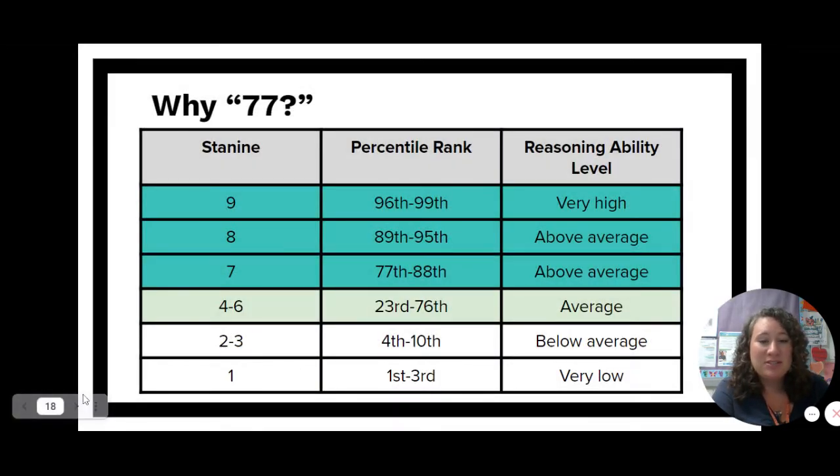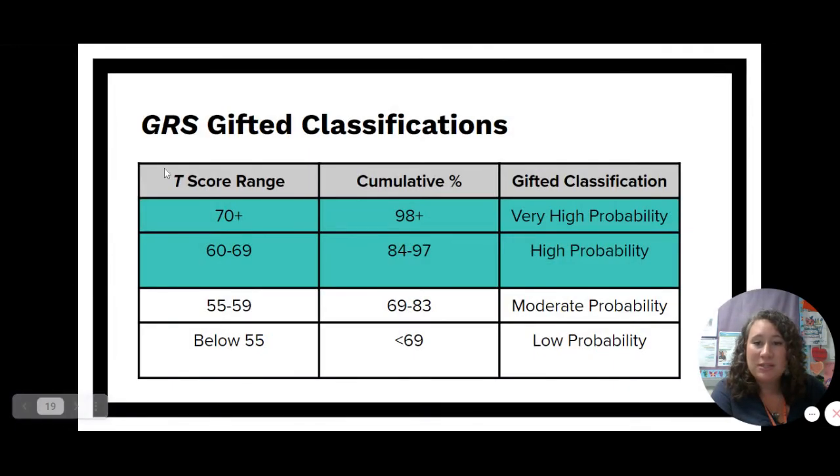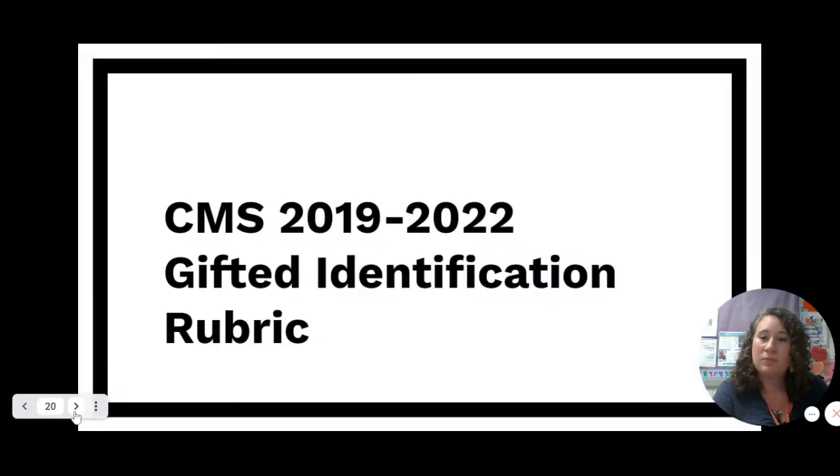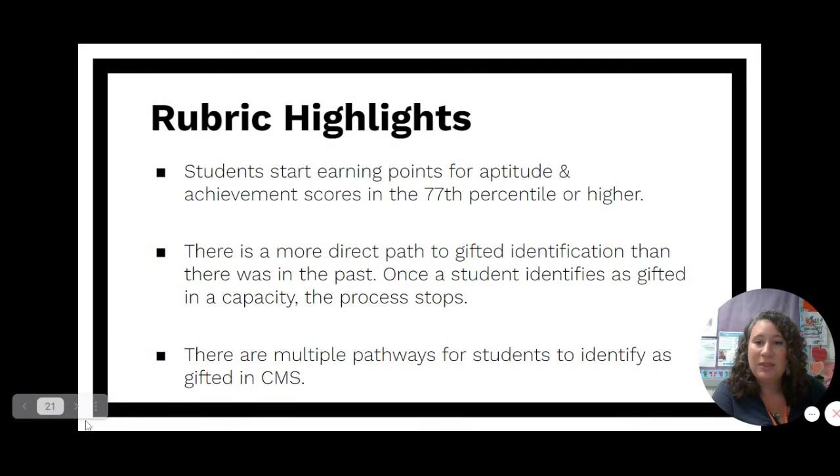The 77th percentile correlates with an above average or very high reasoning ability level, which is why the points are awarded for 77th or higher. The GRS gifted classifications, again, follow the same percentiles. The CMS gifted identification rubric: students start earning points for aptitude and achievement in the 77th percentile or higher.